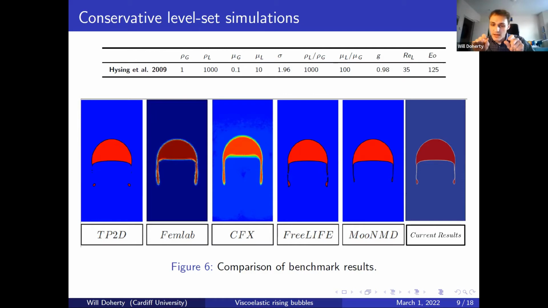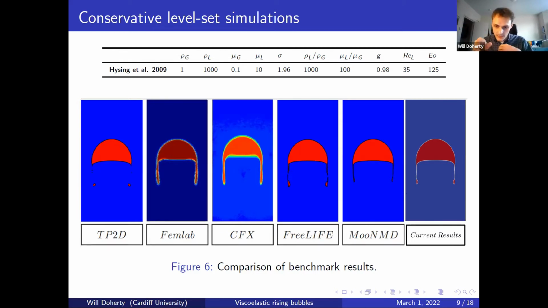Some show quite thin cusps, some show slightly thicker ones but broken up, and some show ones that have completely broken up. So there's a wide variety in different types of cusp shapes depending on what type of code you're using, how sharp your interface is, how much you're reinitializing. It varies quite a lot between different types of code.